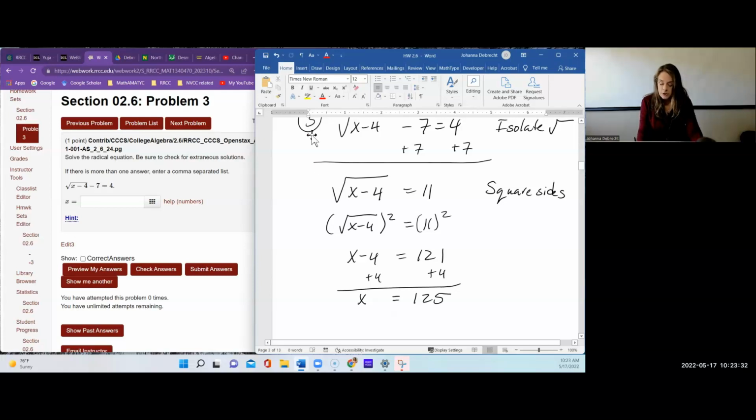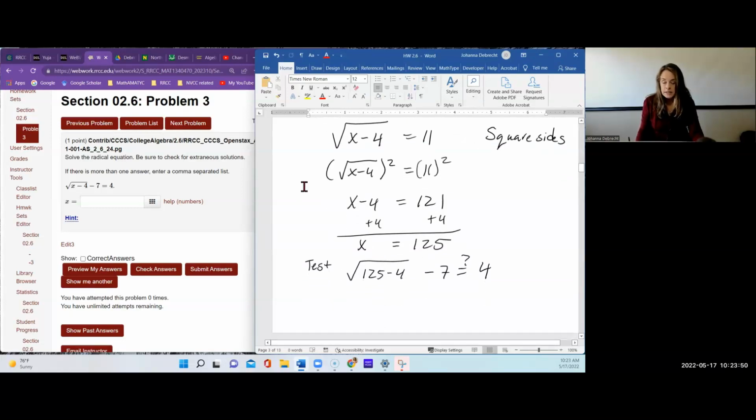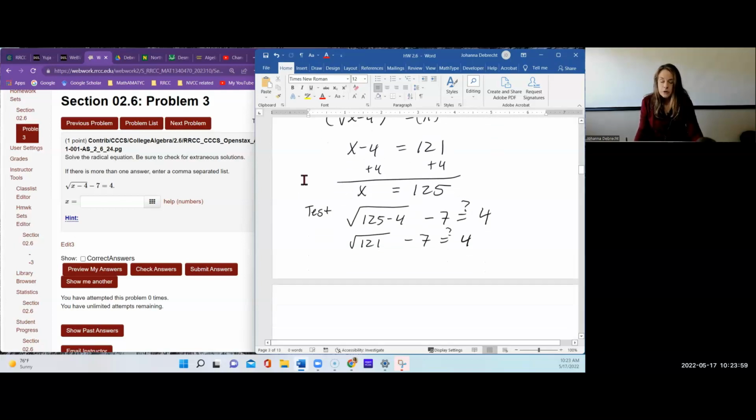I have to check it in the original problem, which is here, to be sure it works. 125 minus 4 minus 7, does that really equal 4? Now 125 minus 4 would give us 121. Note that I'm writing the equation exactly as it appeared in the original. Now the square root of 121 is 11. Then we have 11 minus 7, and the question is, is that really 4? And the answer is yes, it is.